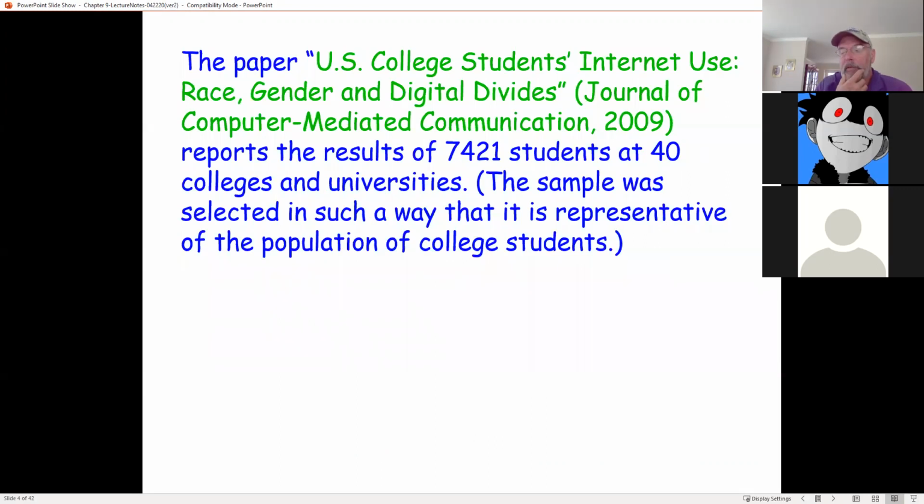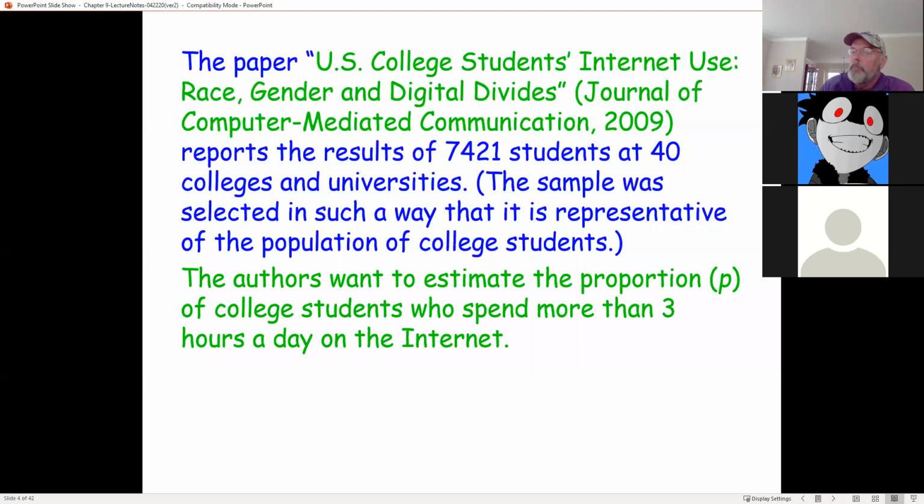Okay, so let's think about this situation here. So we're thinking about 7,421 students at 40 colleges, all right? And we want to know how much they're using the internet, okay? All right, so the authors start to think about this a little bit, and they want a proportion of the college students that spend more than 3 hours a day on the internet.